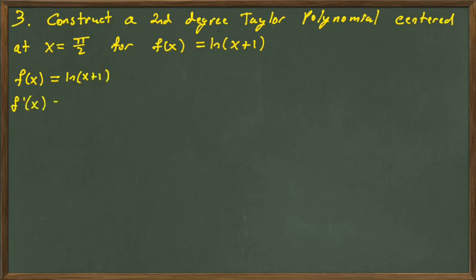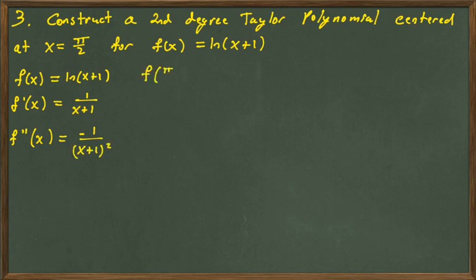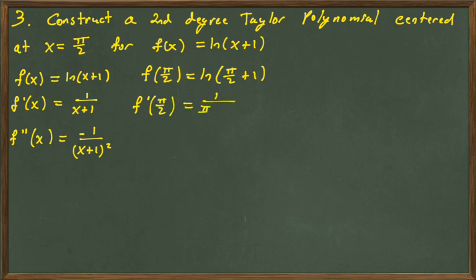The first derivative of x is equal to 1 over x plus 1, and the second derivative is going to be negative 1 over x plus 1 squared. So now we're going to evaluate each one of these at pi over 2. So natural log of pi over 2 plus 1. f prime of pi over 2 is going to be 1 over pi over 2 plus 1. f double prime at pi over 2 is going to be negative 1 over pi over 2 plus 1 squared.